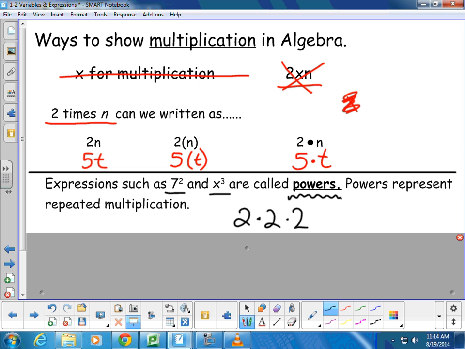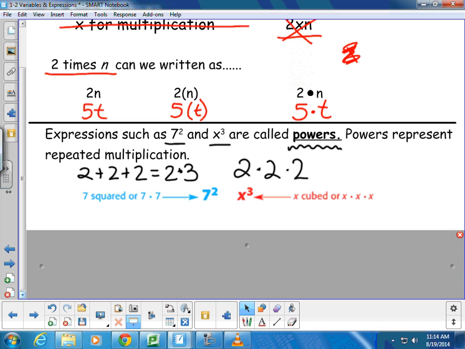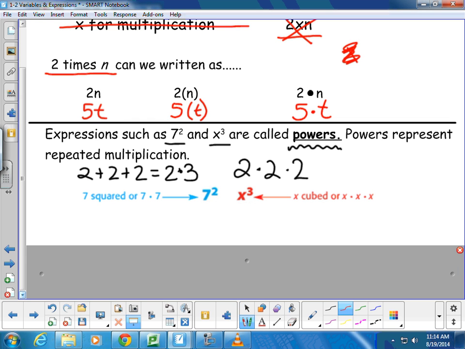Just like 2 times 2 times 2, we could show what that is. You guys know what 2 plus 2 plus 2 is, right? Isn't that just 2 times 3? So that shows repeated addition. So we're going to have a way to show repeated multiplication as well. So 7 squared, or 7 times 7, is the same as this power, 7 to the second power. X cubed, or x times x times x, is the same as x to the third power. Notice how I'm using that word.